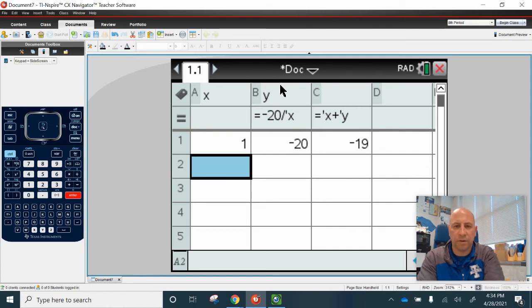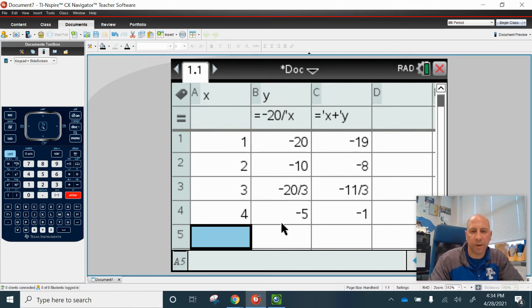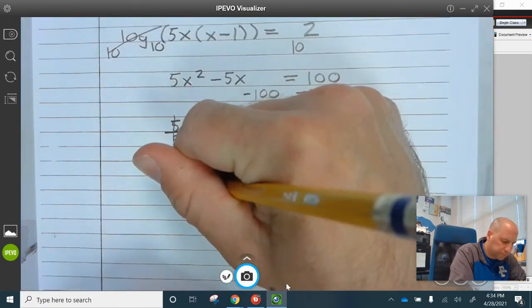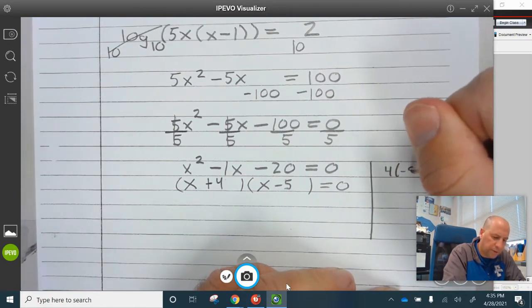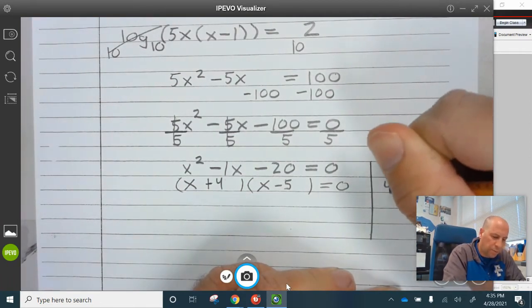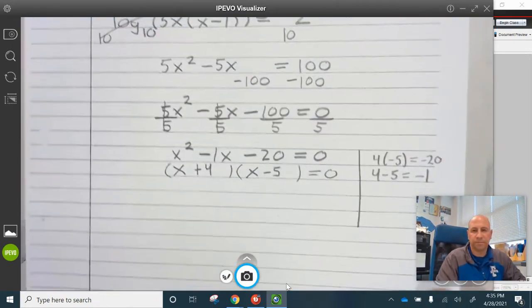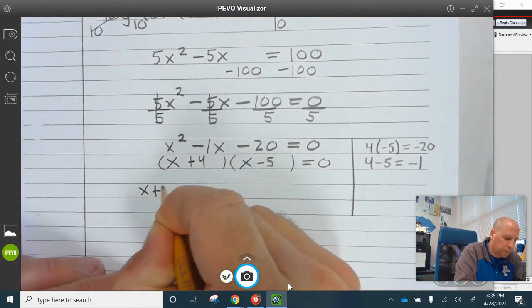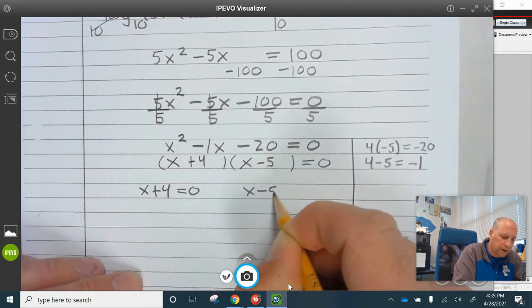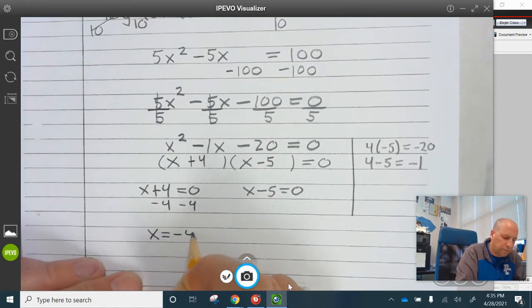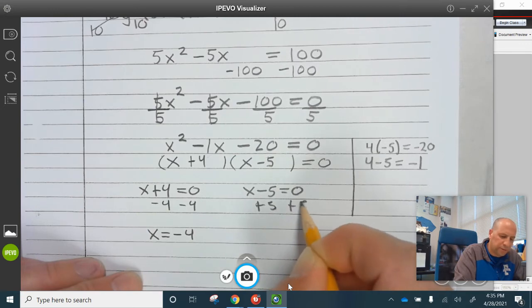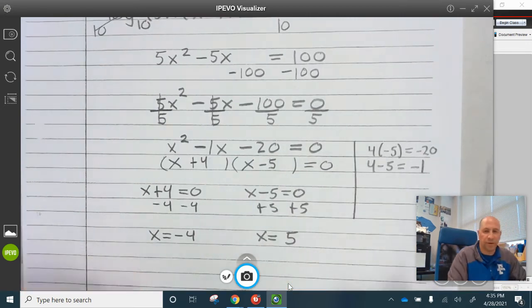So let's start with 1. Nope. 2, nope. 3, nope. 4, yep. These multiply to give you negative 20, combined to be negative 1. So our factors are x plus 4, x minus 5. And we know that works because 4 times negative 5 is negative 20, and 4 minus 5 is negative 1. Okay, so we set x plus 4 equal to 0, x minus 5 equal to 0. Subtract 4 from both sides, x equals negative 4. Add 5 to both sides, x equals positive 5.